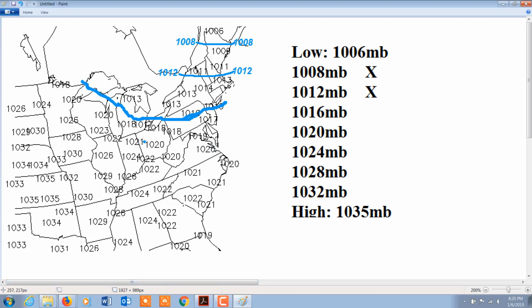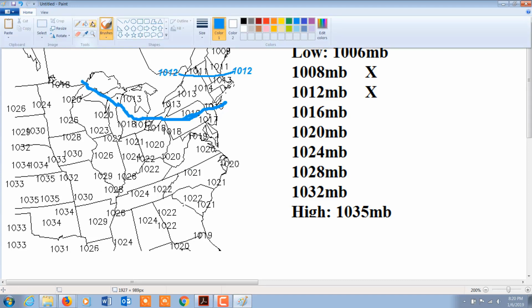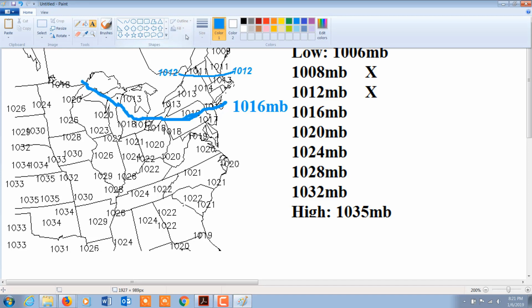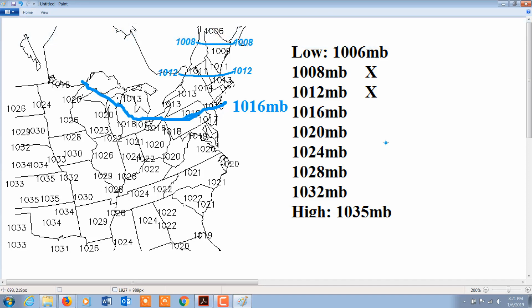So I look: 1017, 1018, 1020. There's no 1016s or anything lower than 1016 down here. So my isobar is good. The second thing you want to do is label the isobar. And let's do that: 1, 6. Done. We did it. And now, everybody, 1016 is officially done.